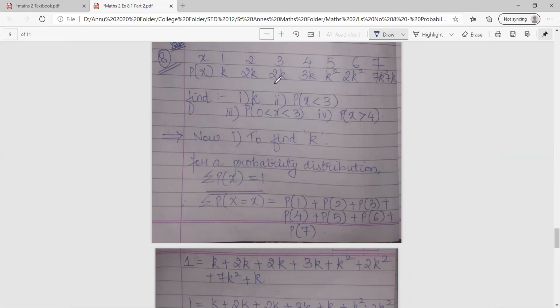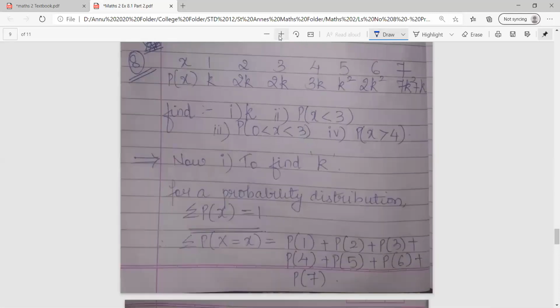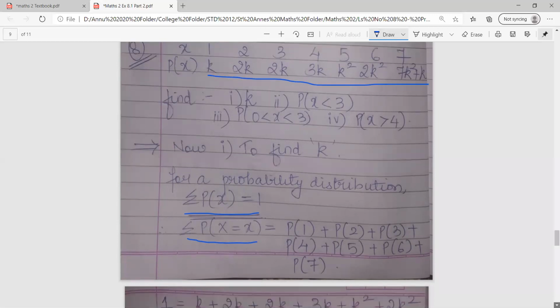X is equal to 1, 2, 3, 4, 5, 6, 7 and the values are given like this and they have told you to find the value of k. So how do we do that? Now for a probability distribution, just now we saw that the total should be 1. इतना अपने को पता ना, column of the probability of x should be 1. So I'll be using the same logic. Summation of p of x is equal to nothing but p of 1, p of 2, p of 3, p of 4, p of 5, p of 6 plus p of 7. In short, if I add all these values together, the total comes to 1. So the same logic I have followed.